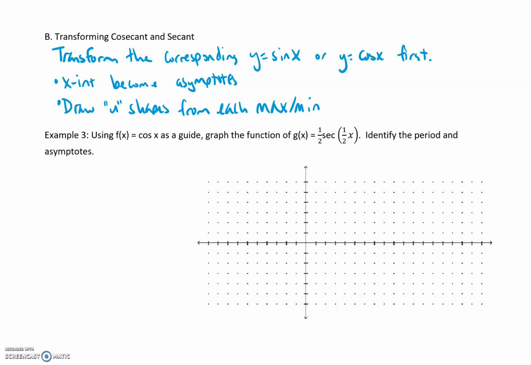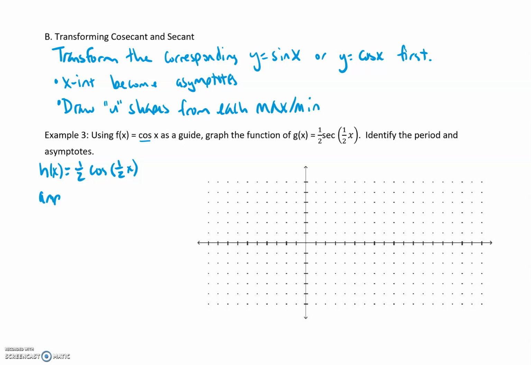All right, so if we take a look at example 3, we're going to graph g of x equals 1/2 secant of 1/2 x, identify the period and the asymptotes. So like I said before, don't worry about the secant for now. Just remember secant corresponds to cosine. So let's go ahead and graph, let's call this h of x equals 1/2 of cosine of 1/2 x. So then I can remember back from when we talked about graphing sine and cosine, how the amplitude, how the period changes to graph this transformed cosine function.